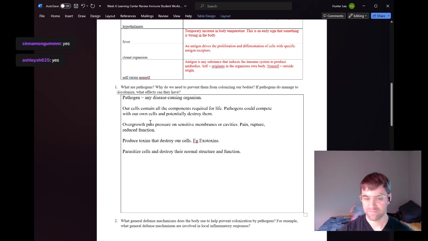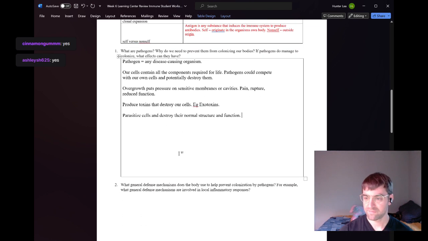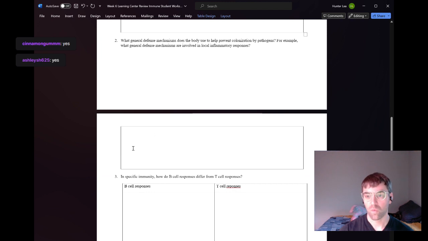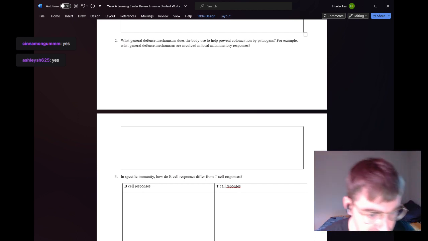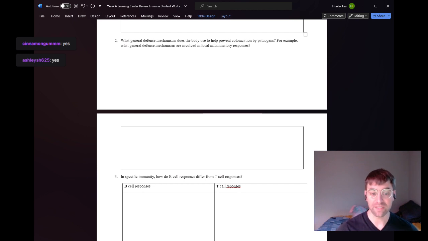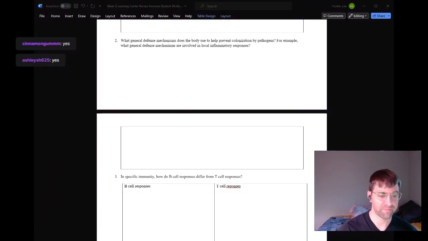All right, what general defense mechanisms does the body use to help prevent colonization by pathogens? For example, what general defense mechanisms are involved in local inflammatory responses?